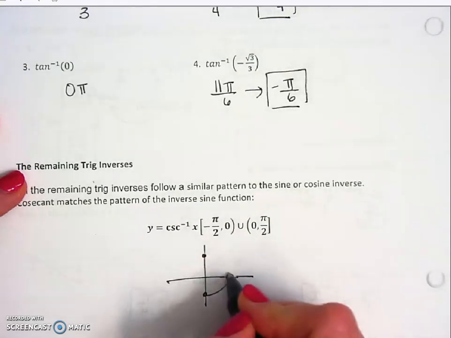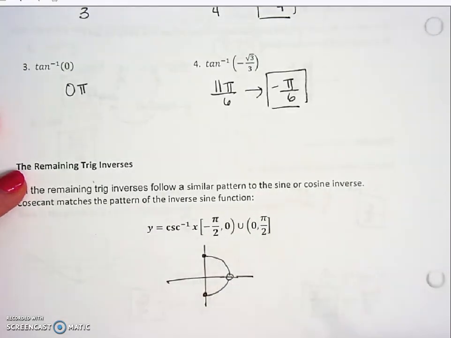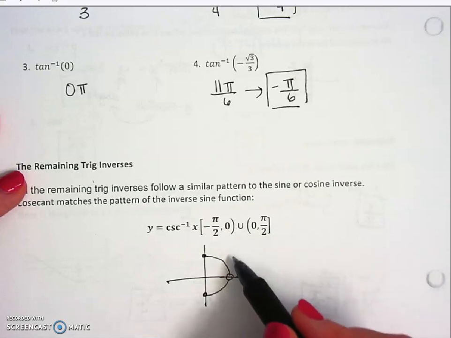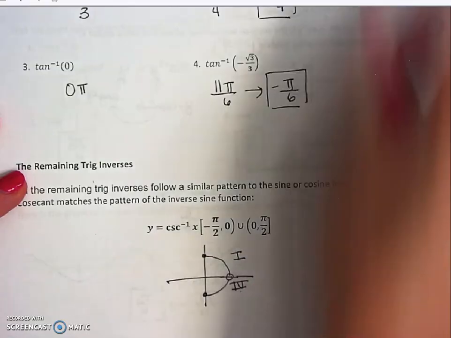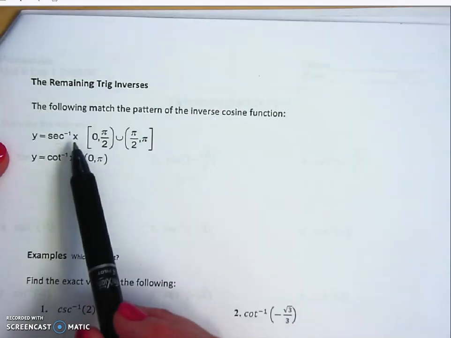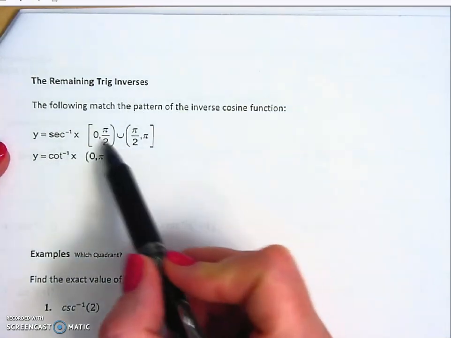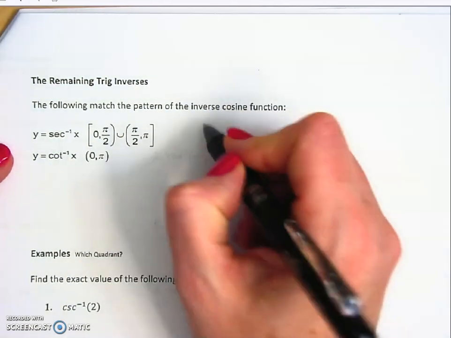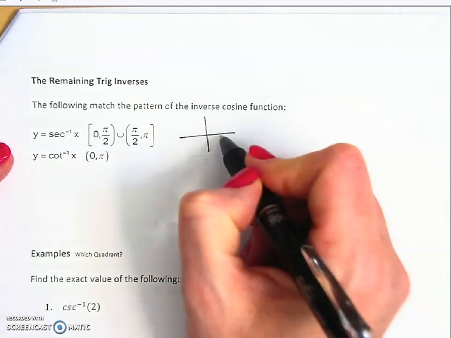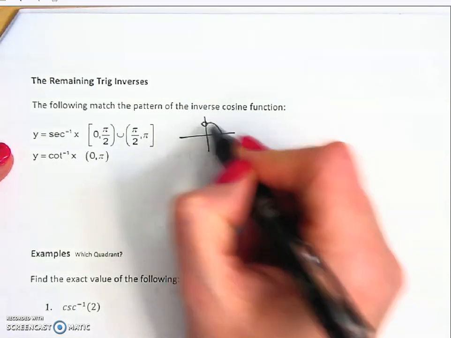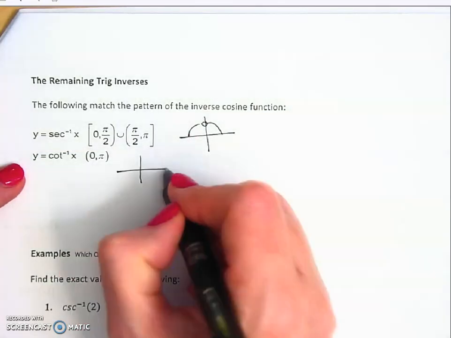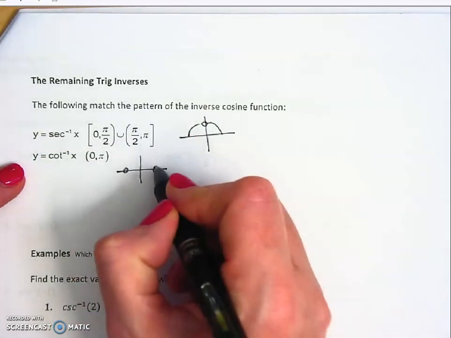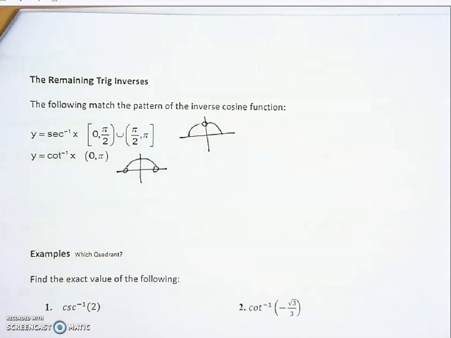So negative pi over 2 to pi over 2 with a break at 0. So it's still mainly quadrants 1 and 4. And then inverse secant goes from 0 to pi with a break at pi over 2. So 0 to pi with a break here. And then cotangent goes from 0 to pi, not included at the ends.